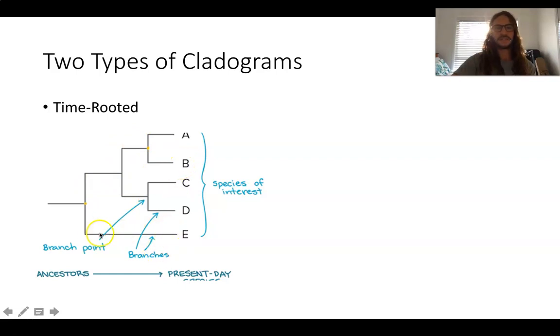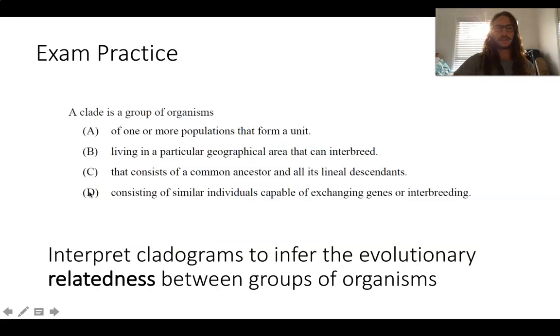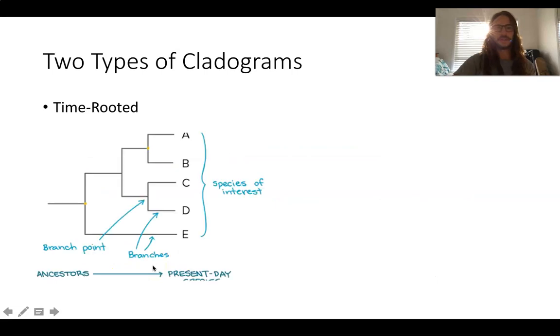We have branches, and we have branching points at which it splits. Another word for a branch point is a node or nodes. These are very important as far as being able to interpret cladograms. So let me go back here. To know if it is a time-rooted cladogram, you can tell if the species are all lined up in a straight line.